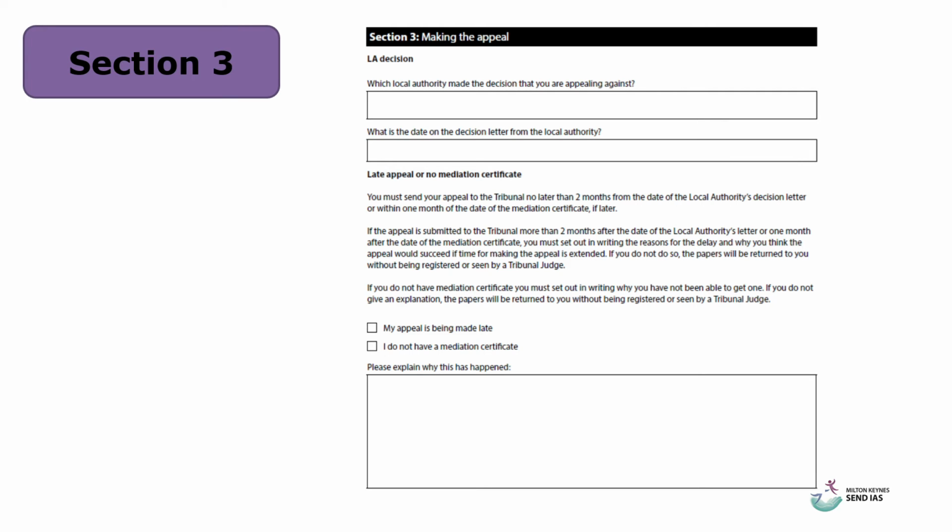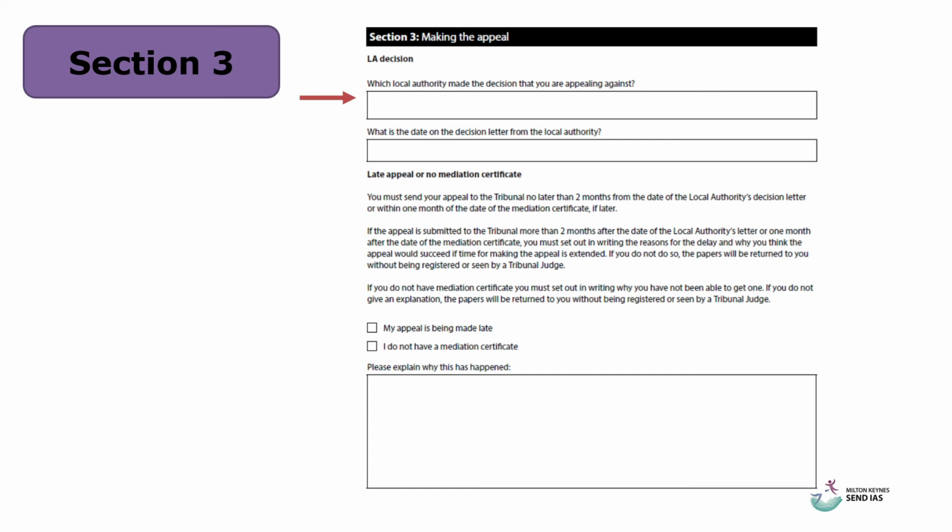Section 3 is about making the appeal. For this section, you will need the decision letter that you received from the local authority refusing to carry out a needs assessment. In the first box, you will need to write the name of the local authority you are appealing against. In this case, it will be Milton Keynes Council.